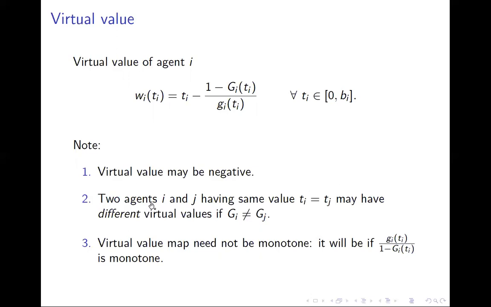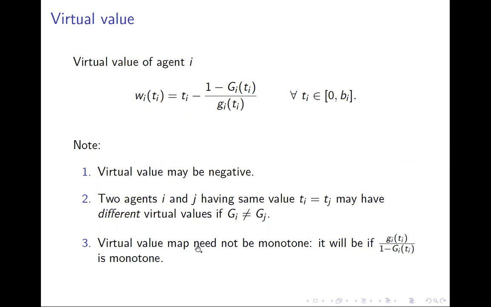Okay, so another important point: two agents having identical values may have different virtual values. So ti may be equal to tj, but because gi and gj are different, this term may be very different. If I just looked at values, these two agents would look identical to me, but if I think about their virtual values, these two agents are very different to me. So that's another important point.